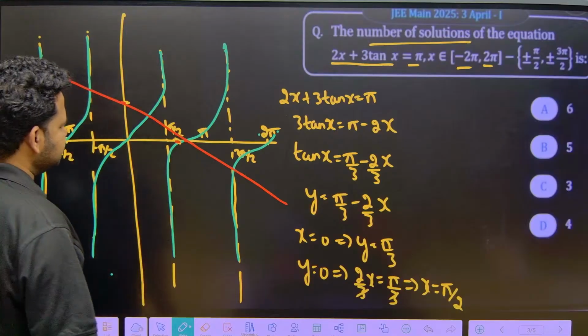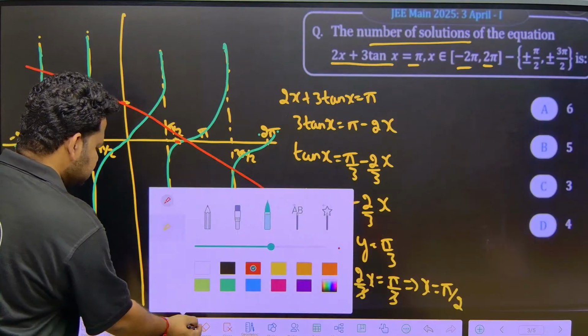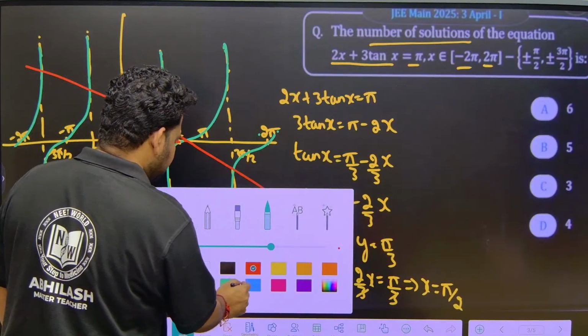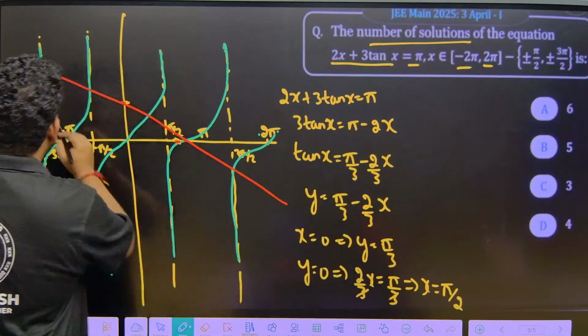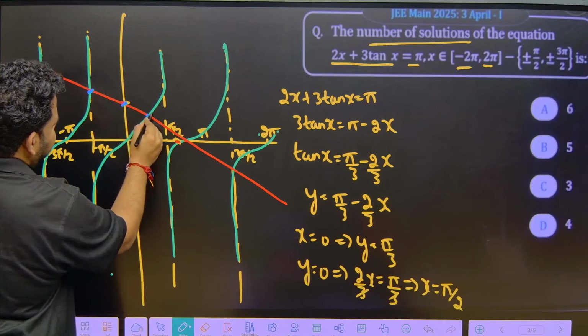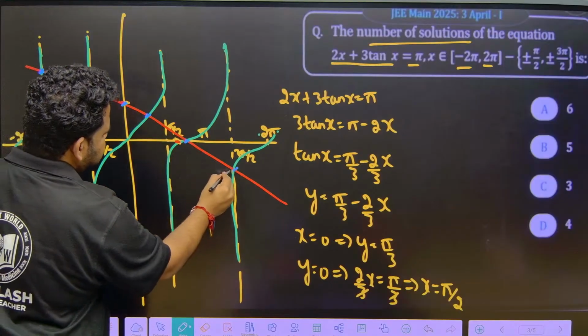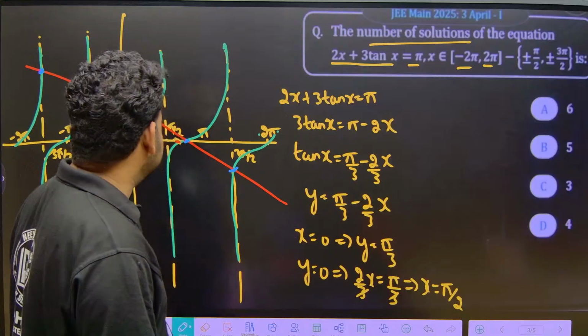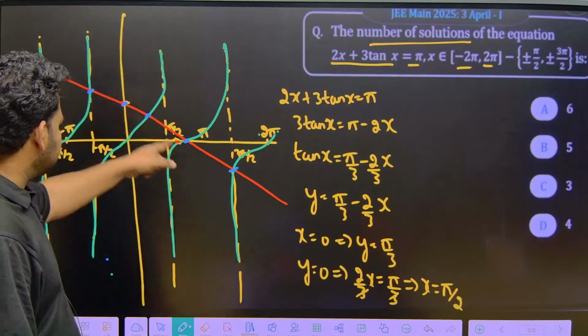Now see here, what are all the points this curve is touching? If you see, this is 1 point, 1, 2, 3, 4, 5, 6. So here we are having how many solutions? See here, this line is touching how many points?